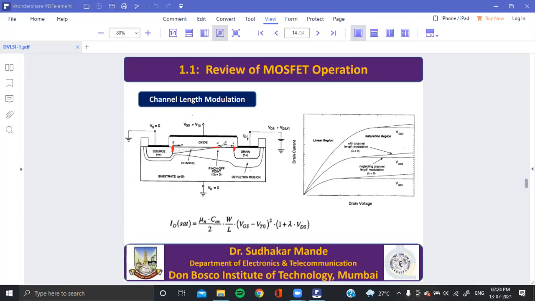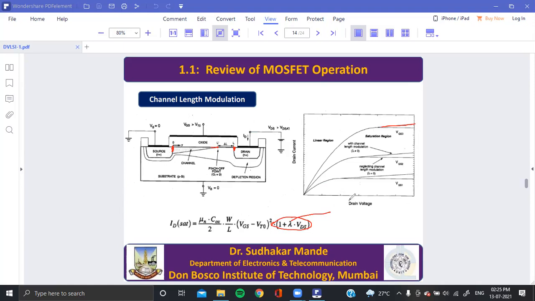Since the effective length of the MOSFET decreases, the current flowing through the MOSFET increases. See here, whatever is shown here, it increases. Otherwise it would have remained constant. Because L is in the denominator, if it reduces, current will increase. So in order to take that effect into account, this factor is added. Can you see here, 1 plus lambda VDS, where lambda is called the channel length modulation factor, and this effect is called channel length modulation.